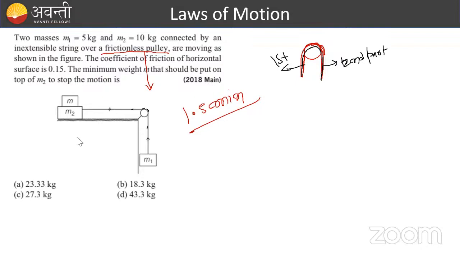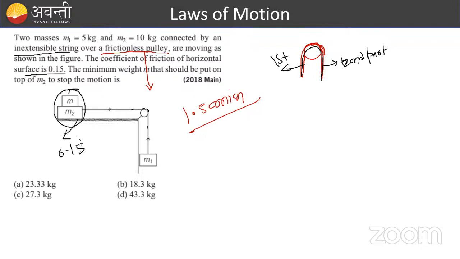Then it is inextensible, so definitely its length will not change if it is connected by an inextensible string. In every question you will get an inextensible string only. Done. This is moving as shown in the figure. The coefficient of friction of the horizontal surface is 0.15. Now find the minimum weight that should be put on top of M2 to stop the motion. So we have to make sure it is not moving.